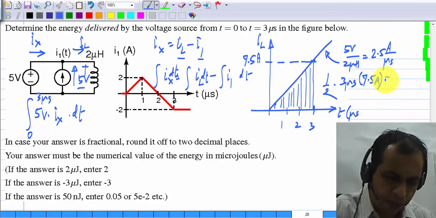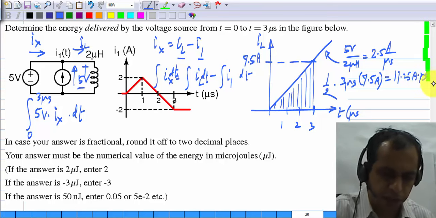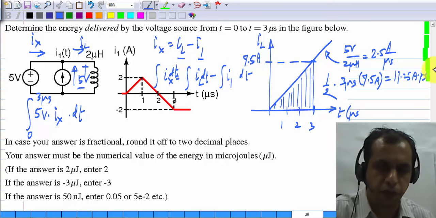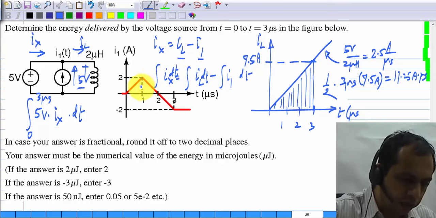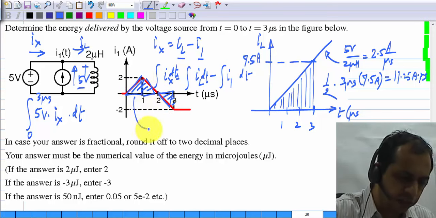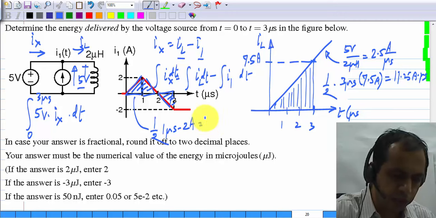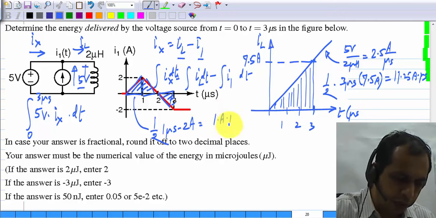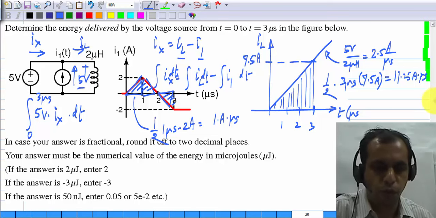Which is given by 11.25 amperes times microseconds, or 11.25 microcoulombs. And the integral under I1, this negative part cancels that, so basically we have only this triangle left, and the area of that is half times base of 1 microsecond times height of 2 amperes, which gives you 1 ampere times microsecond, or 1 microcoulomb.